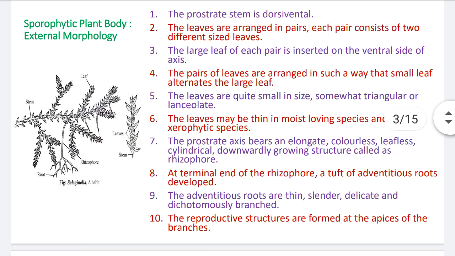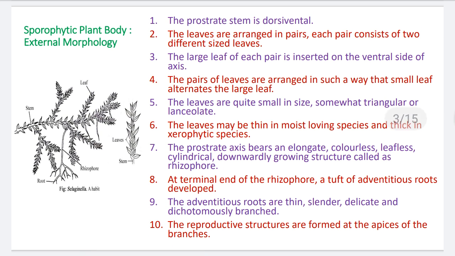Now the sporophytic plant body. Sporophytic plant body means spore producing plant body, which is the dominant plant body in the pteridophytes. It is the long lived plant body in the pteridophytes. It is typically green and nutritionally independent in the pteridophytes.